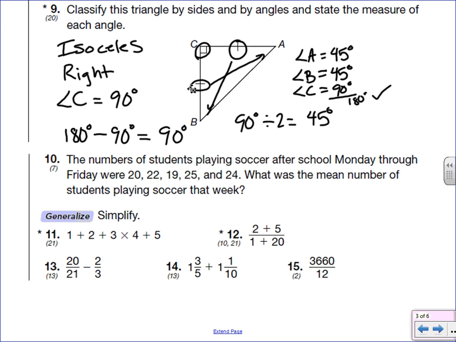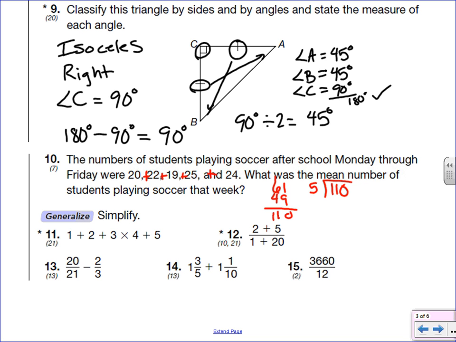The numbers of students playing soccer after school Monday through Friday were 20, 22, 19, 25, and 24. What was the mean number of students playing soccer that week? Well, to find mean number, we add up all the numbers. So 20 and 22 is 42, and 19 would be 61, and then 25 and 24 is 49. So there's 110, and there are 5 numbers, so 110 divided by 5.